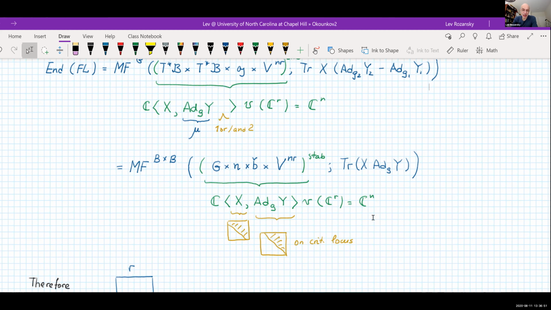Note that on the critical locus, X is upper triangular, that's given. It's Borel subalgebra. Adjoint of Y is not strictly upper triangular, because Y is strictly upper triangular, but when you conjugate it by group element, it doesn't have to. But on critical locus, it is strictly upper triangular. So the part of adjoint Y, which is not upper triangular, this piece, is homologically trivial. So when it comes to formulating stability, we can ignore it.